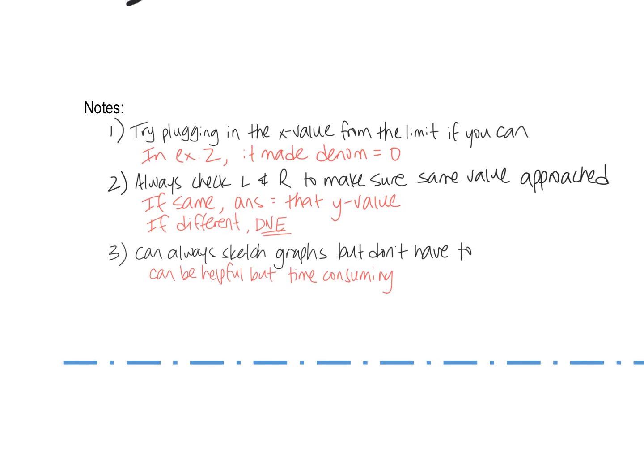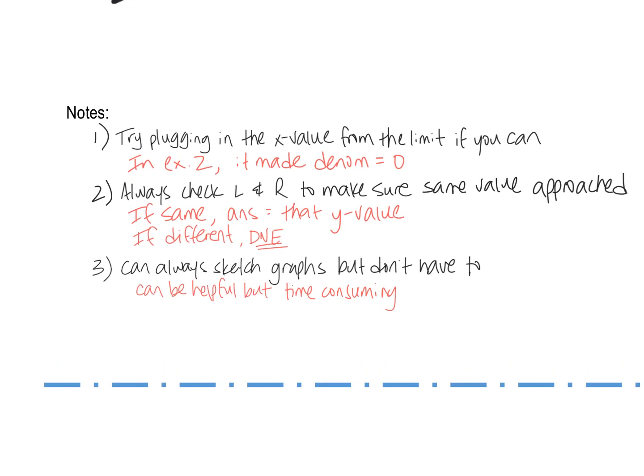I do have just a couple notes for you to fill out that might help as we're progressing through these limits. So note number 1, try plugging in the x value from the limit if you can. And the reason why we say if you can is because in example 2, when I tried to plug in that x value of, I believe it was 1, it made the denominator equal to 0. Therefore, I had to use some algebra 2 skills in order to manipulate that equation and try something else. After I simplified that equation, I was able to just plug in the x value to what was left over of the equation.